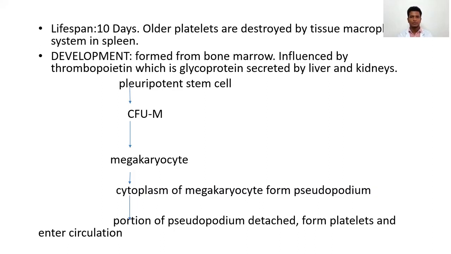Platelets are formed from bone marrow. Development is influenced by thrombopoietin, which is a glycoprotein secreted by the liver and kidneys. The pluripotent stem cell is converted into colony forming unit M, which is converted into megakaryocytes. The cytoplasm of the megakaryocyte forms pseudopodia, and a portion of the pseudopodium detaches, forms platelets, and enters into the circulation.